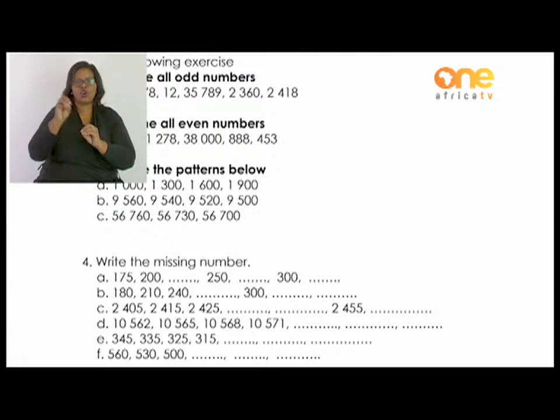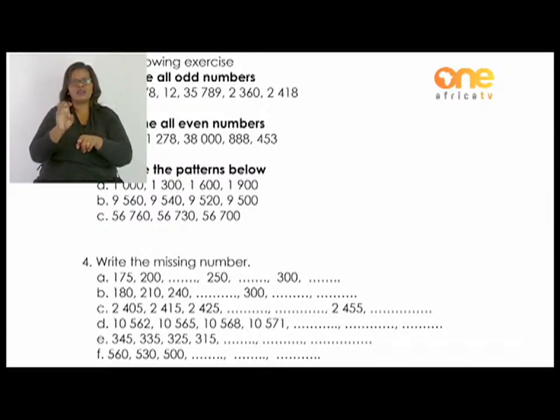Then number 2 is saying underline even numbers. For you to remember even numbers, you are supposed to recite 2's times table, which is 2, 4, 6, 8, 10. So any number which is ending with 2, 4, 6, 8, and 0 is an even number. I can give you 38,000 there as an even number.